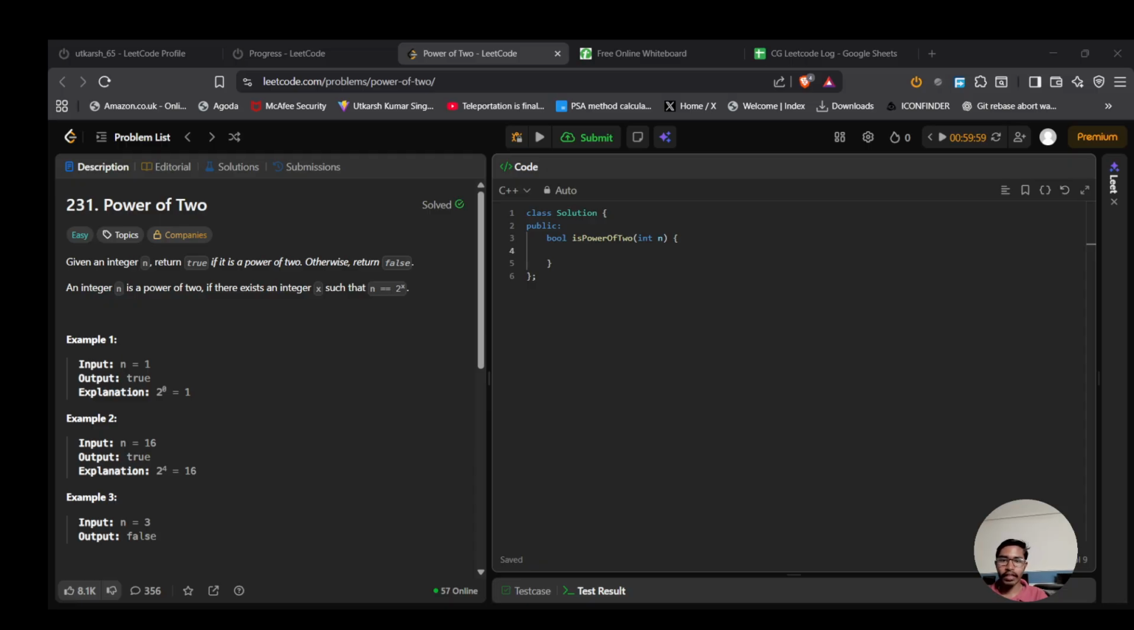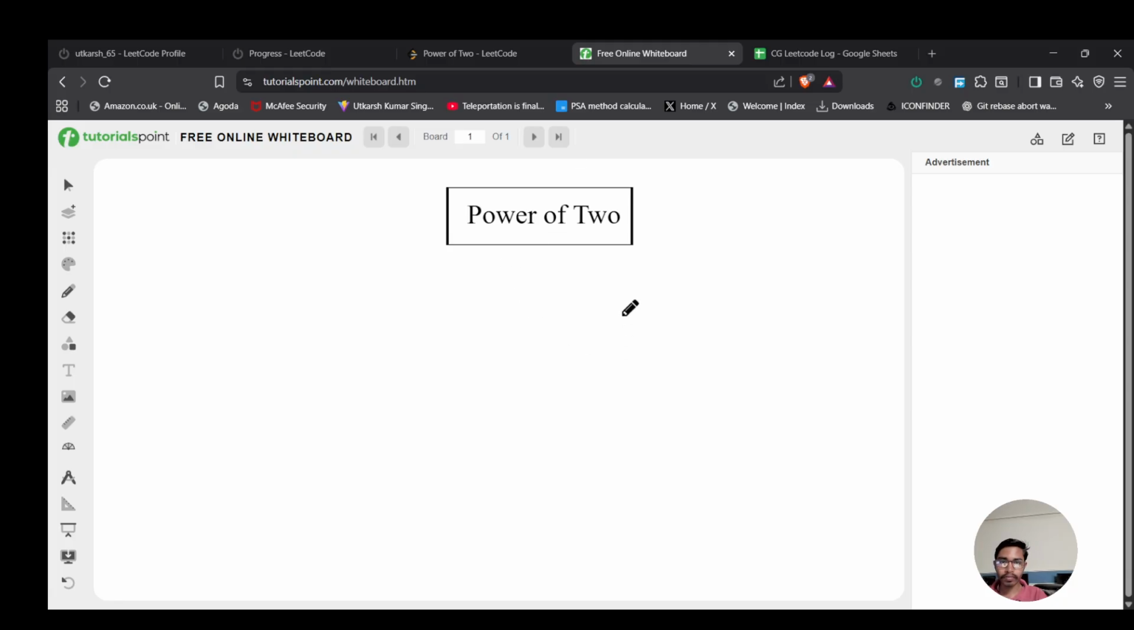Given an integer n, we need to determine whether it is a power of 2. So let's understand what a power of 2 is. A number that can be written as 2 raised to some power is called a power of 2. Here are some examples. 2 to the power 0 is equal to 1. 2 to the power 2 is equal to 4. 2 to the power 3 is equal to 8.